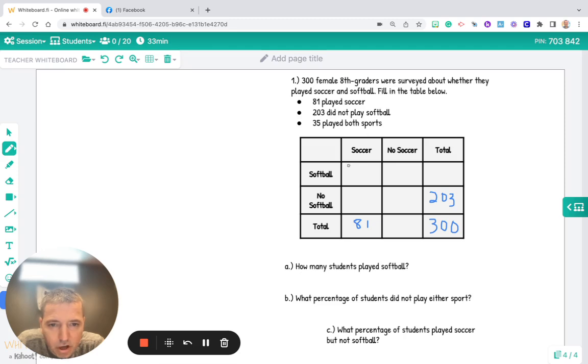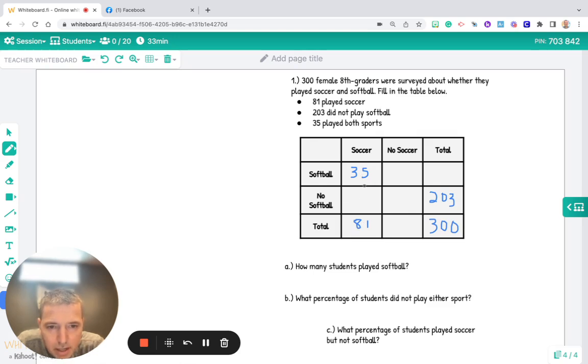And 35 played both. So I want to find where softball and soccer meet. That's right here. So this is always going to be the category for both, right? So once I fill in what we know, then I can look to see which ones I can figure out next. I know that this box, the 35 and the no softball, have to add up to 81, right?